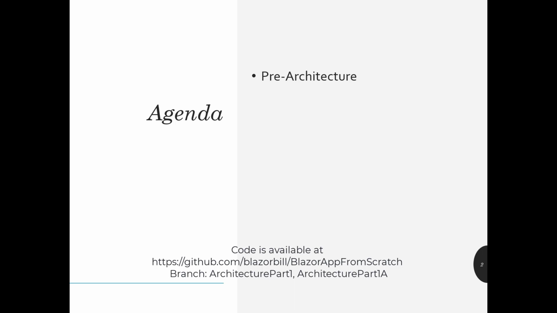The agenda for today will be the pre-architecture. I just want to walk you through some of the changes that I made in support of the work that we're going to be doing as we transition the Blazor server application to a Blazor WebAssembly application. And so the first step in that will be to split the DTO and the server service into separate projects.